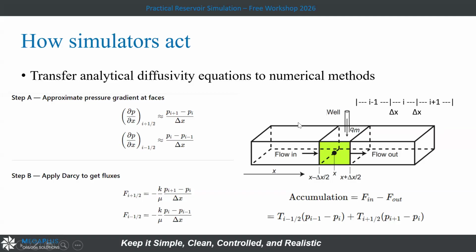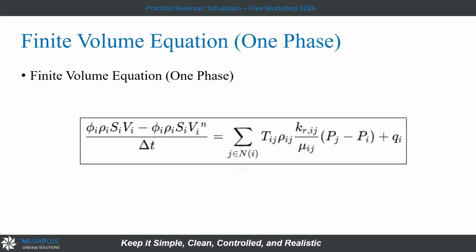And the term of relative permeability over viscosity in the Darcy equation will be written here as T. T is called transmissibility, and the transmissibility depends on the mobility, and the mobility is the permeability over viscosity. So this is how the numerical model works. To have something, as I mentioned in the beginning, called the finite volume equation.